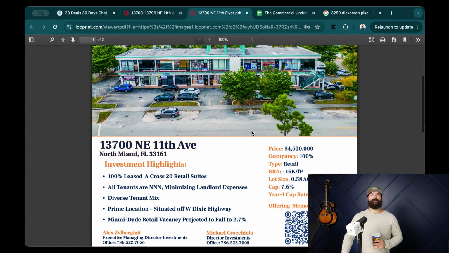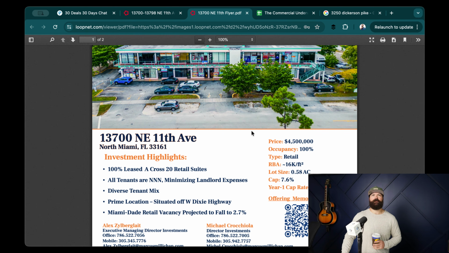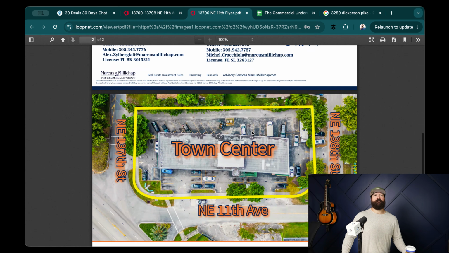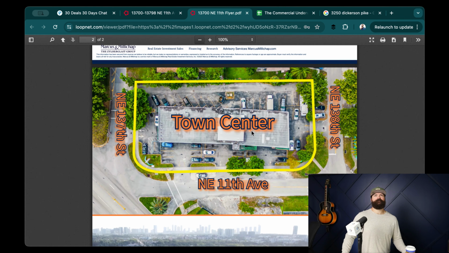All right, let's see here. So, $4.5 million purchase price. Occupancy is 100%. Cap rate is 7.6. It's a very interesting shape. Why does it look like that? Doesn't look normal to me. That doesn't look like a squared off rectangle. I wonder why.